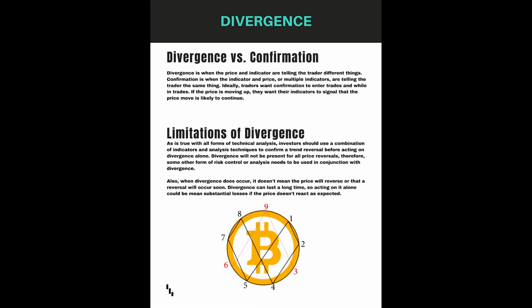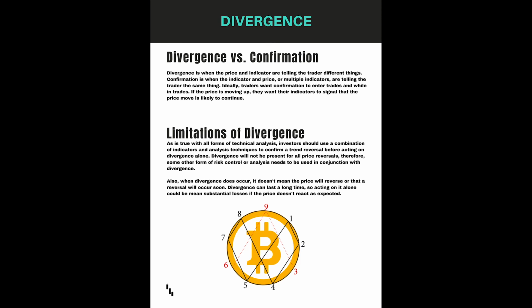Now, divergence versus confirmation. Divergence is when the price and the indicator are telling the trader two different things. Confirmation is when the indicator and price, or multiple indicators, are telling the trader the same thing. Now, ideally, traders want confirmation to enter trades and while in trades. If the price is moving up, they want their indicators to signal that the price move is likely to continue.